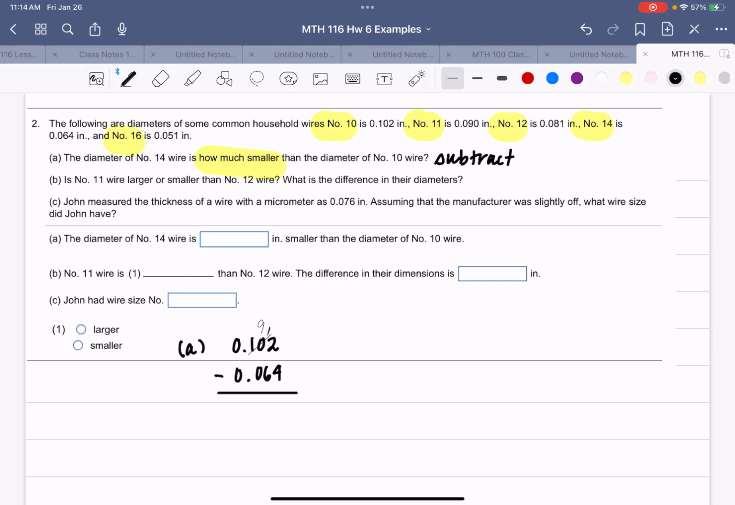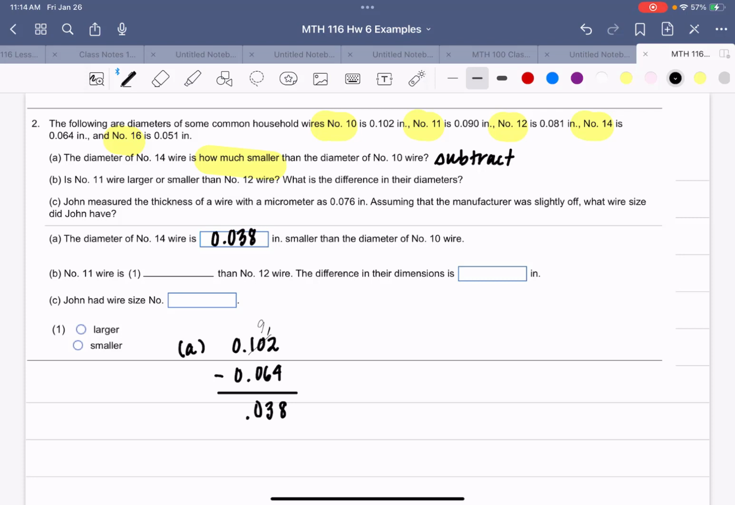So 12 minus 4 is 8. 9 minus 6 is 3, and then I'm going to have a 0, and then I'm going to drop my decimal point. So the diameter of the number 14 wire is 0.038 of an inch smaller than the diameter of the number 10 wire.